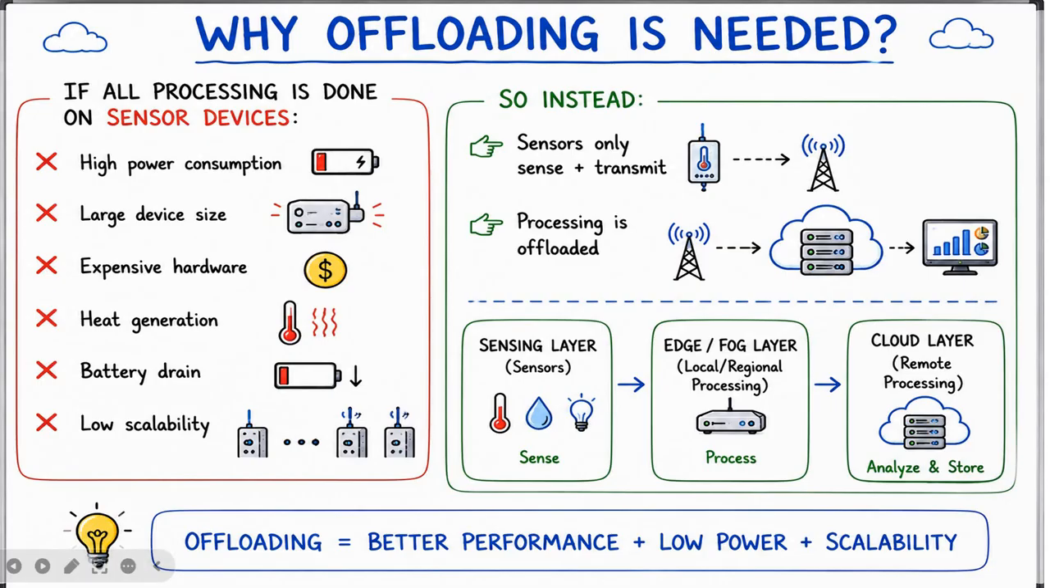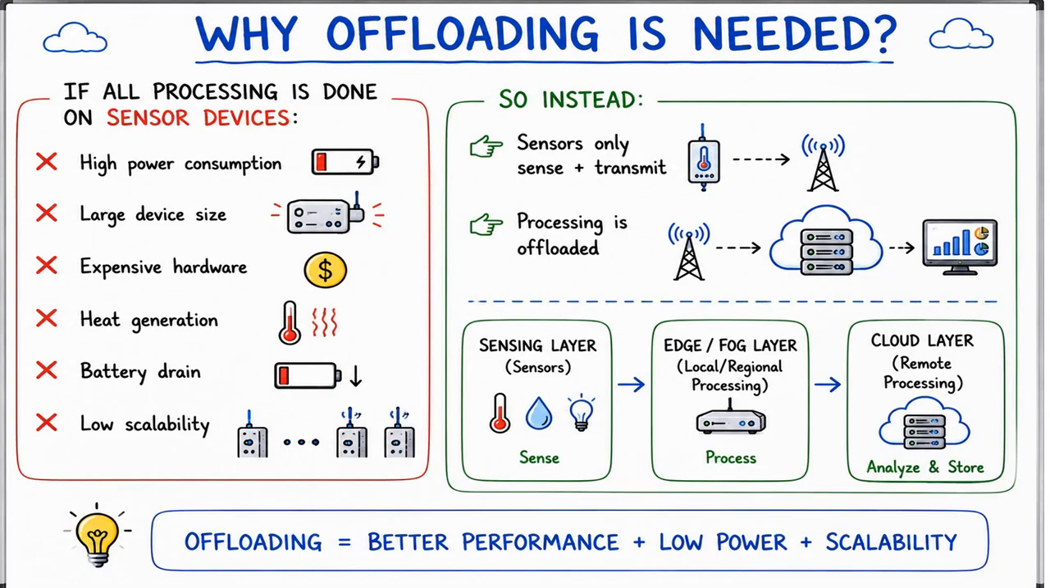Then fourth is the heat generation. Now, intensive computation will generate heat, and small IoT devices do not have proper cooling systems. So, continuous video processing in a small camera can lead to overheating, and this results in device performance degradation. That is, the device performance will drop, and there will be a risk of hardware damage, and it will reduce the lifespan.